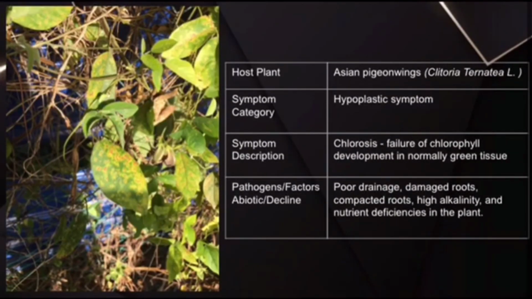Next, a hypoplastic symptom discovered in Asian pigeon wings. The symptom that has been identified is chlorosis, which is the failure of chlorophyll development in normally green tissue. Factors of the disease are poor drainage, damaged roots, high alkalinity, and nutrient deficiency in the plant.